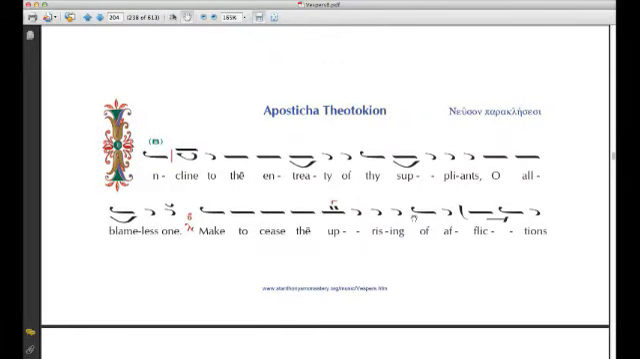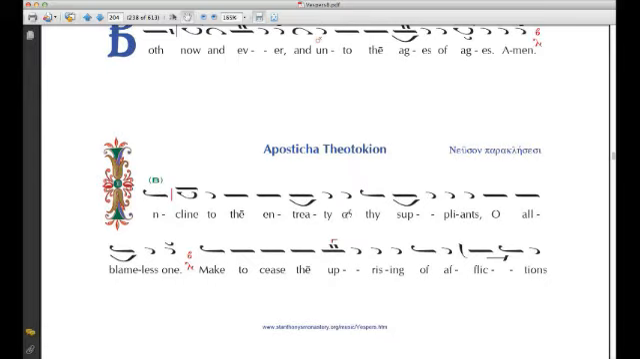So let's go with the words. Incline to the entreaty of thy suppliants. And then we'll do it a little faster, and then go back to the Glory, Both Now, and do it faster still. So, legato. Everyone see it?